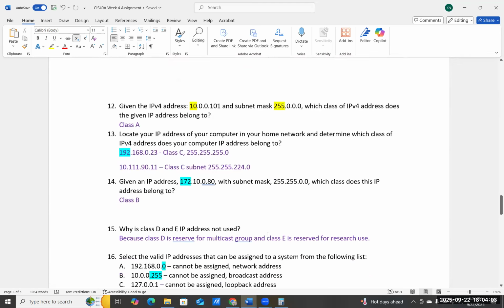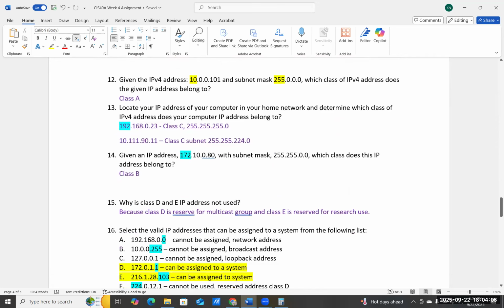But now you can't. Okay, let's go through and answer 12 through the next 3 questions. Given the IP address 10.0.0.101 and the subnet mask is 255.0.0.0, which class of IPv4 address does the given IP belong to? So I highlighted the octet that you need to look at. You look at the first octet, and you verify that with the subnet mask. This is a default class A. Look at the table. Default class A.